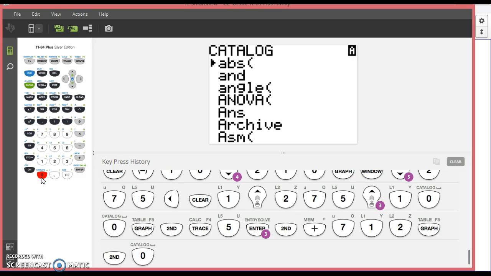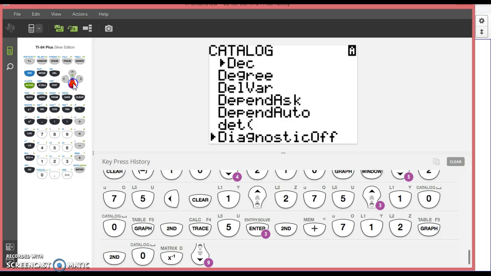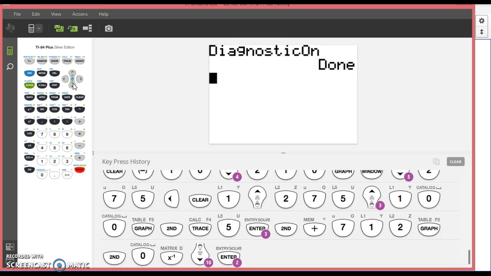And this gives you a whole list of features on this calculator. And they're in alphabetical order. D is located above, look where I'm circling. See the D? If I hit that, it's going to take me down to D on the list. Or you can just scroll down to D. Diagnostic. So I'm going to scroll down until I see diagnostic on. And then I'm going to hit enter. Turn it on. Hit enter again and it will say done.